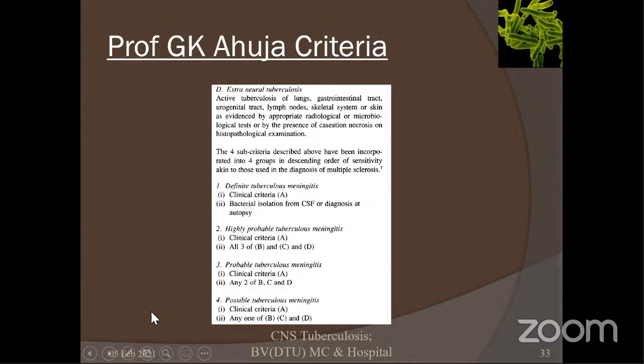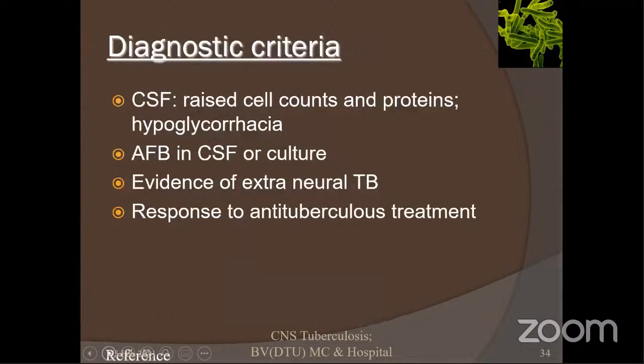We have followed these criteria for a long time till we got the Wilson's criteria also. So the key points are raised cell counts and proteins, and hypoglycorrhachia, that is less than 60%, and AFB in CSF for culture, evidence of extraneural tuberculosis, and another point is response to anti-tuberculosis treatment. So you have to wait for at least 4 weeks for the response to be seen, 4 to 6 weeks.